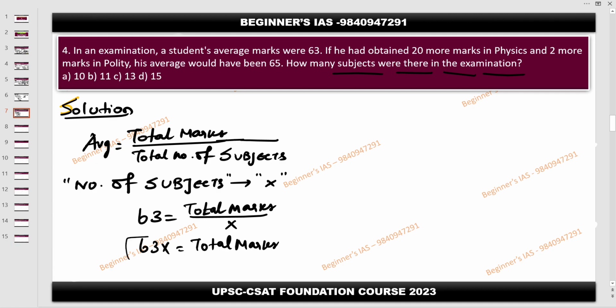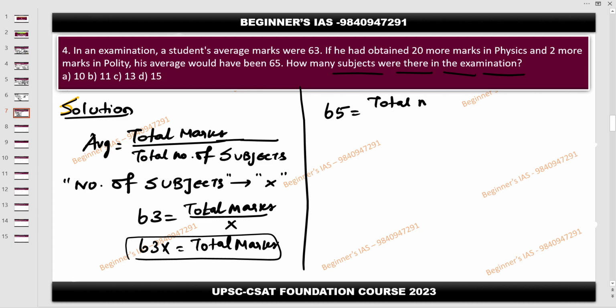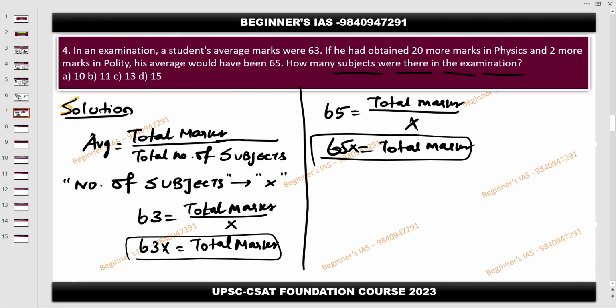After this, move on to the second statement. If 20 marks more in physics and 2 marks more in polity, the average will become 65. So the total marks by x, the same total marks, is equal to 65x. Then find what the difference between these two is: 20 marks in physics and 2 marks in polity is the difference between these two. Simple logic.